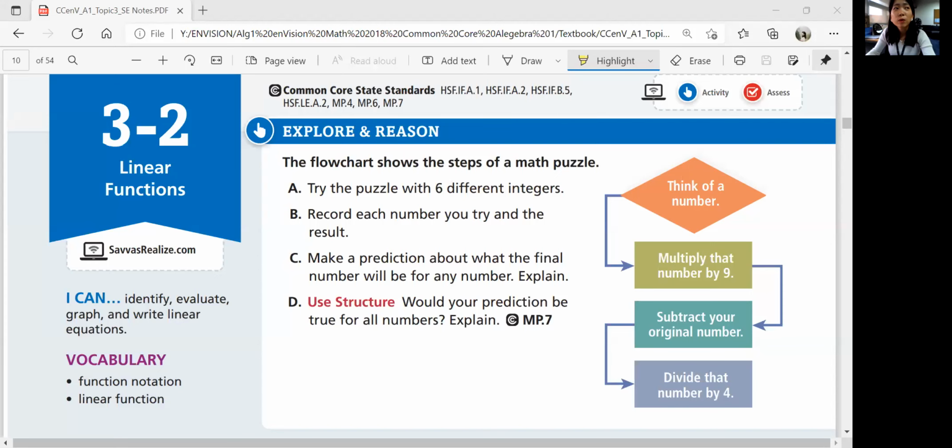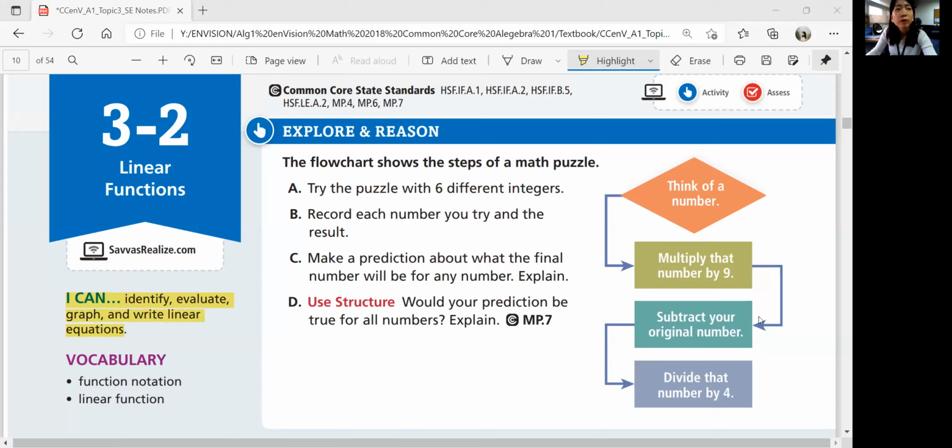Hi, this is Algebra 1, Lesson 3-2, Linear Functions. In this lesson, you'll be able to identify, evaluate, graph, and write linear equations. You will also use function notation. You will graph a linear function and relate the domain of a function to its graph. And you will also interpret functions represented by graphs, tables, verbal descriptions, and function notation in terms of a context.